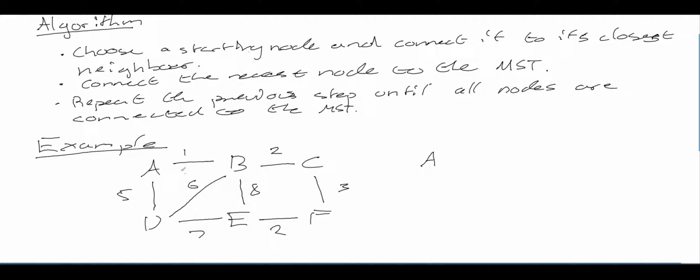So we look on our original graph and see, well, the closest neighbour that A has is B because it's got two neighbours, B and D, and the weight on the edge from A to B is 1 and the weight on the edge from A to D is 5, so we'll connect A to B.